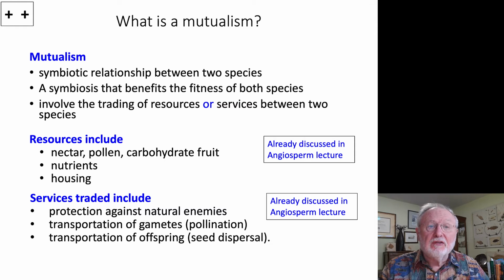It could involve services that are traded, and many of these services we already talked about in the angiosperm lecture, such as protection against natural enemies, the transportation of gametes, that is pollination, or the transportation of offspring, that is seed dispersal. Each of these are examples of a mutualism in which both species benefit.